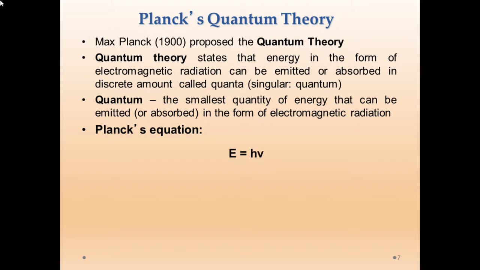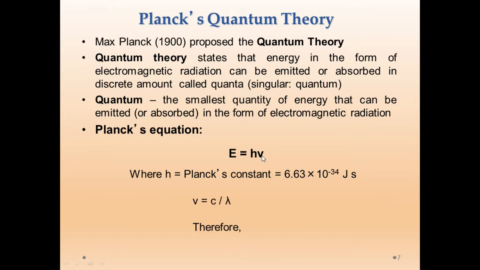So this is the equation that we have learned: E equals hv, where h is the Planck constant. It is in joule second. And of course, we want to calculate the energy. And guys, if you still remember the frequency that we calculated earlier, v equals c over lambda. So this part we can substitute over here.